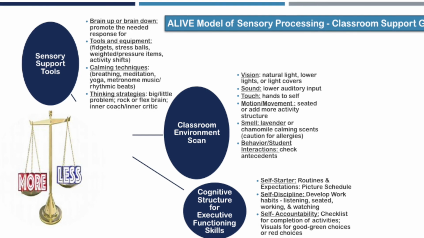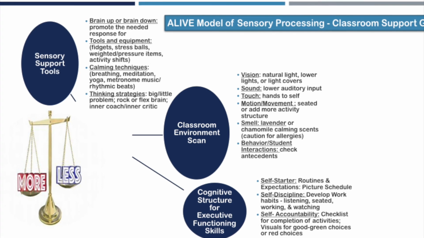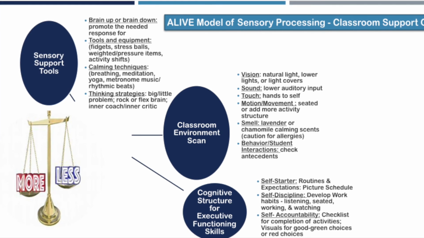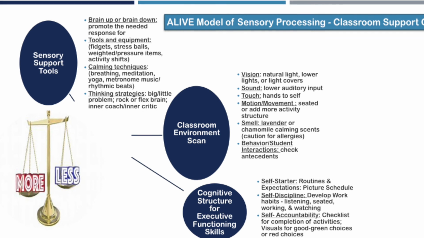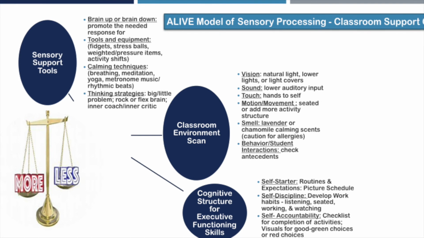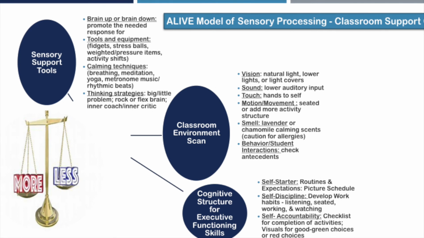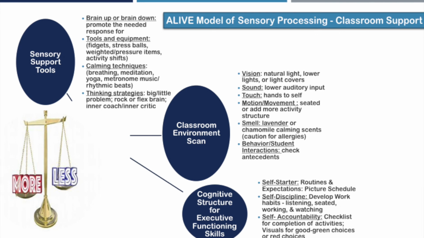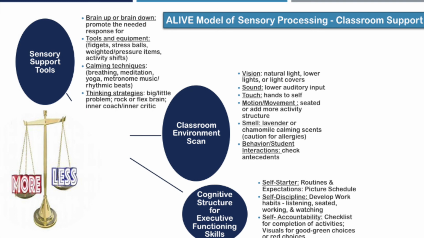Self-discipline is also a key. This helps to teach kids self-management as well as to develop work habits in the classroom. This includes reinforcing that they are listening, seated, working, and watching you. The last thing is self-accountability is also important. Students need support in order to check themselves to make sure that they are doing the things that support learning in the classroom. You can provide a checklist for completion of activities and visuals for whether or not they're making good green choices or red choices.